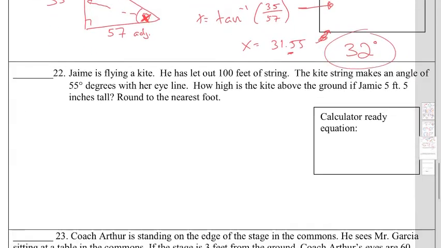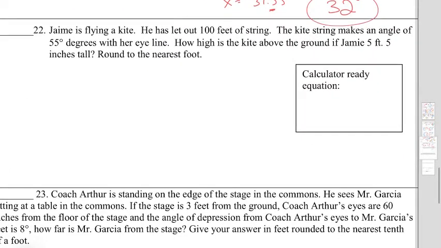All right, 22. Number 22 says Jamie is flying a kite, and she let out 100 feet of string. So 100 feet of string to the kite would represent that distance there. It says the kite string makes an angle of 55 degrees with her eye line. That's going to be important because it doesn't say it's from the ground. It says from her eyesight. So this is her eyesight. Remember, horizontal distance, and 55 degrees is going to represent that angle there.